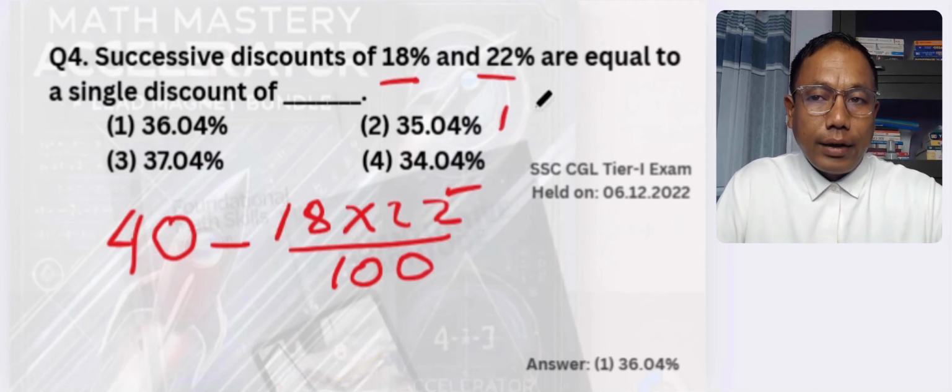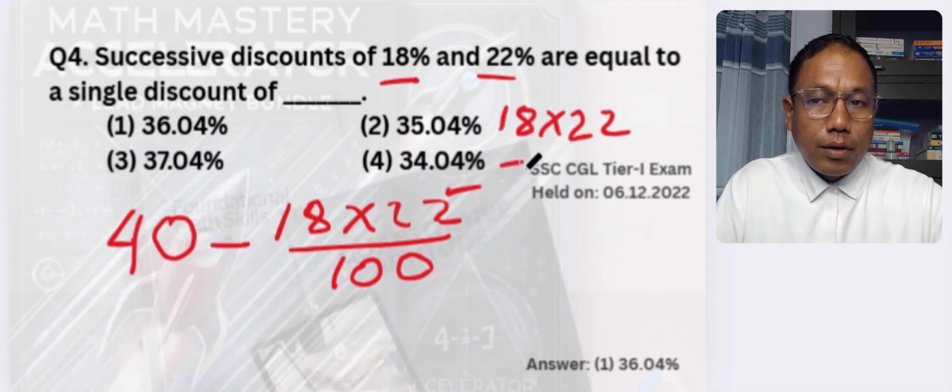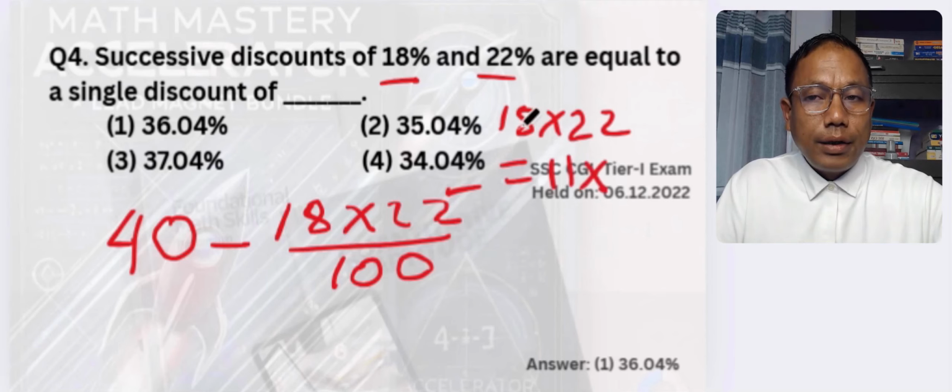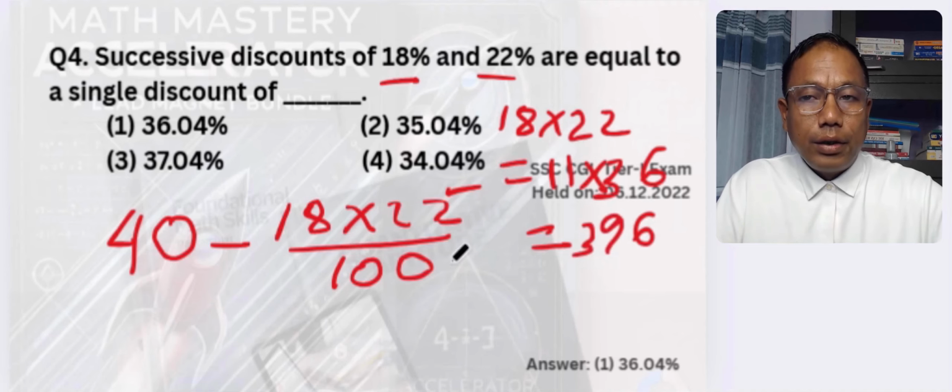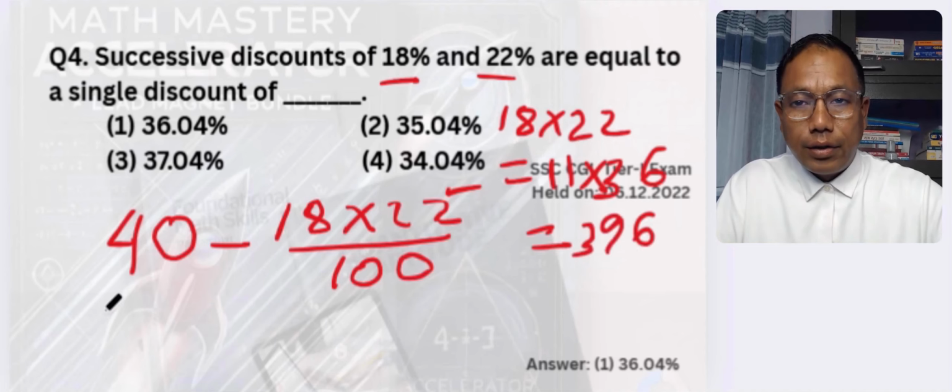Now let's multiply 18 and 22. 22 into 11 is 22. Multiply 2 and 18. 8 2s are 16. 1 in hand. 2 1s is 2. 3, 36. Multiply by 11. 6. 6 plus 3 is 9. 3. 18 into 22 is 396. That's it. Put the value here.